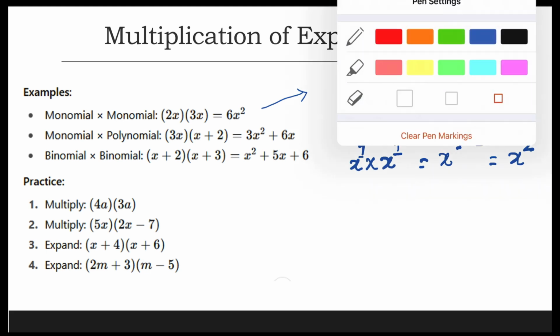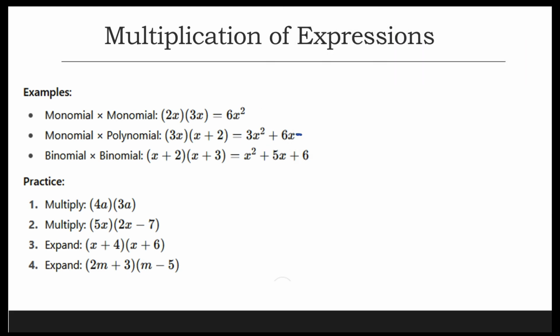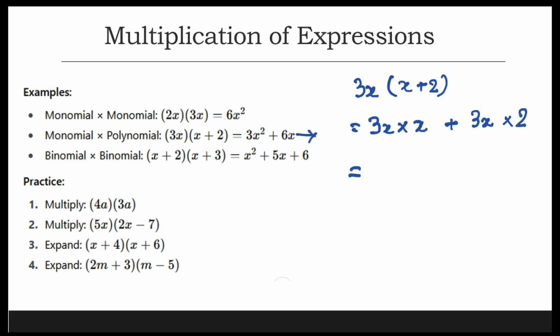Now let's come to the next one, this one. Okay. So here 3x into x plus 2. What we have to do? 3x into x plus 3x into 2, right? We remove the bracket. Now in this first case, the coefficient is 3. Here the coefficient is 1. So 3 into 1, 3. X to the power, here the power is 1. Here the power is 1.